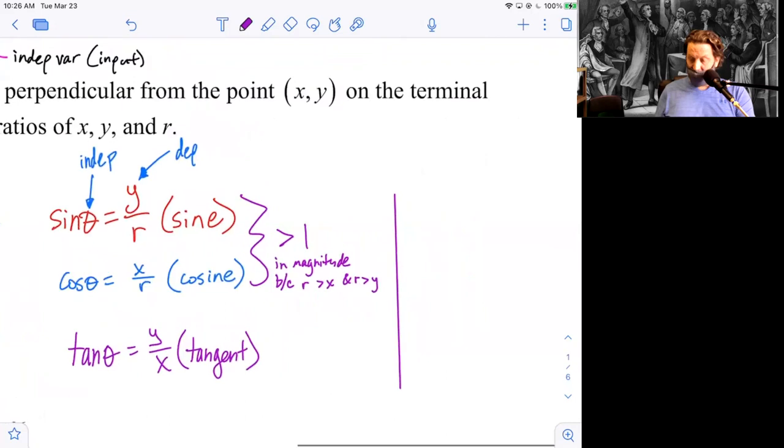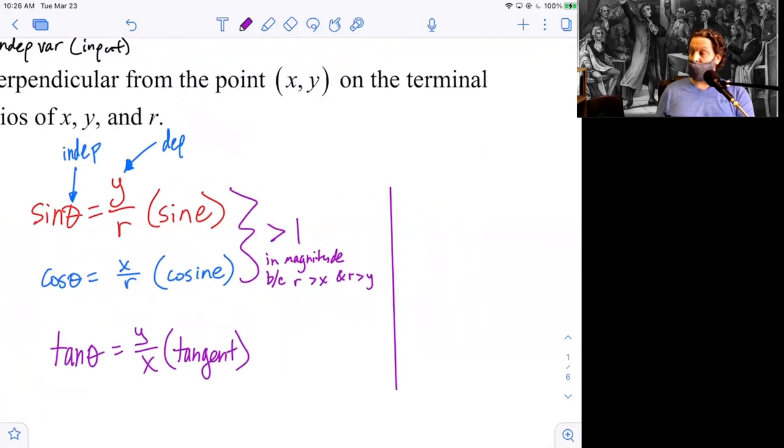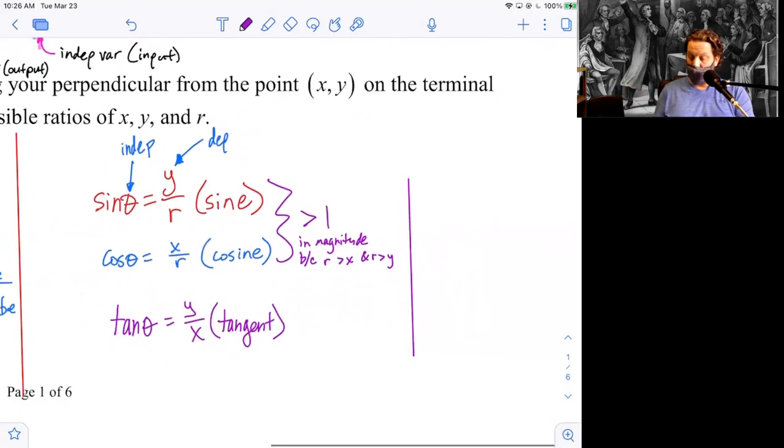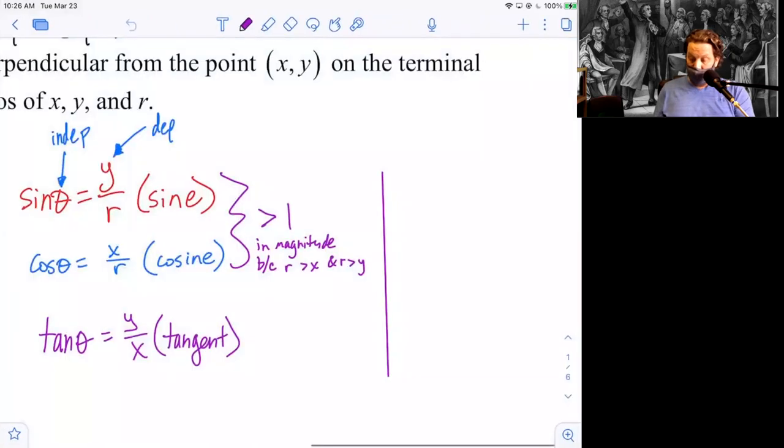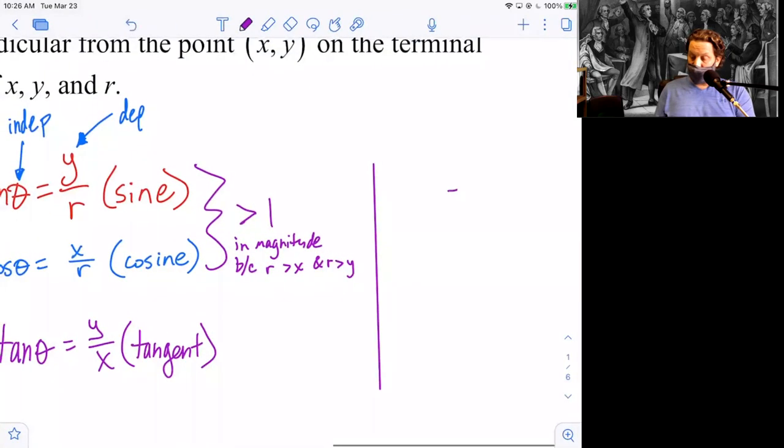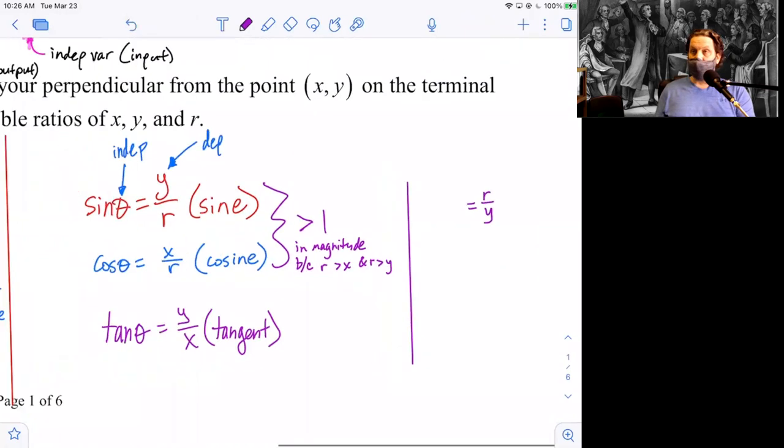What about r over y? Is that a unique ratio? If y over r is 3 over 5, then r over y would be 5 over 3. That's a different number. So leave some space over here. Let's come over here and leave some space in the front. We'll call that r over y. And that's just the what of y over r.